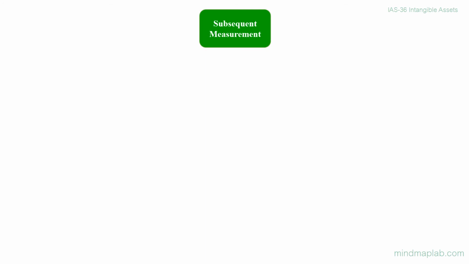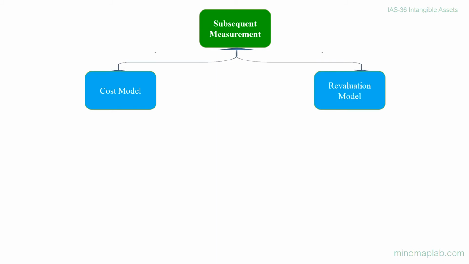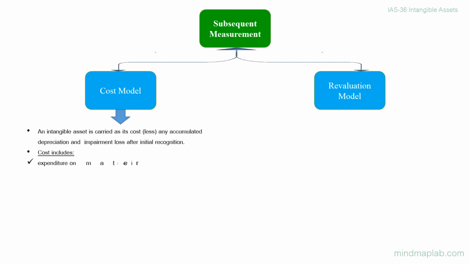Subsequent measurement of intangible asset. The entity may use a cost model or revaluation model for accounting for intangible assets. Cost model: an intangible asset is carried at its cost, less any accumulated amortization and impairment loss after initial recognition.